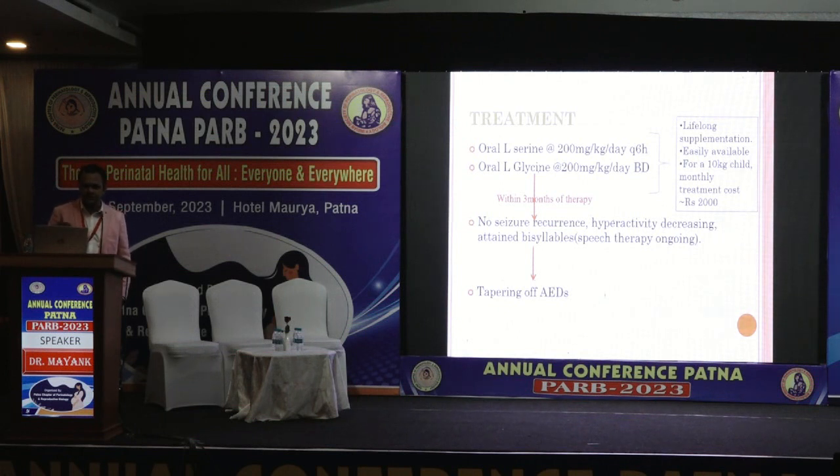I started the child on serine and glycine. Within 3 months of therapy, seizures have stopped, and I'm following up for the last 1 year. Hyperactivity has also decreased, and the cost is only around 2,000 per month. उसका लिवेरा बंद हो गया, सारी चीज़ें बंद हो गई. So that is why here comes the role of a newborn screening.